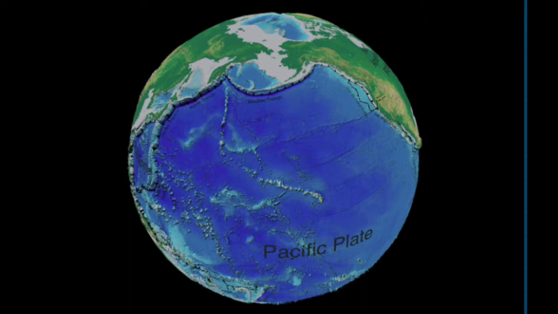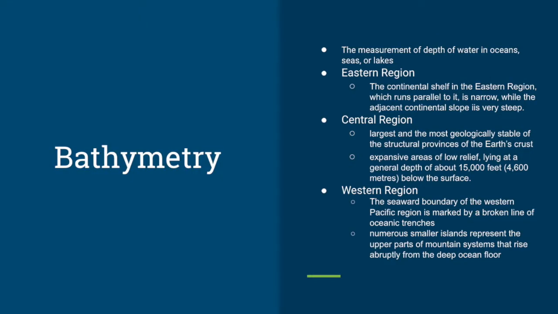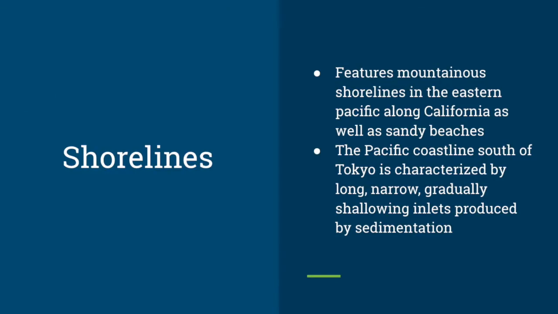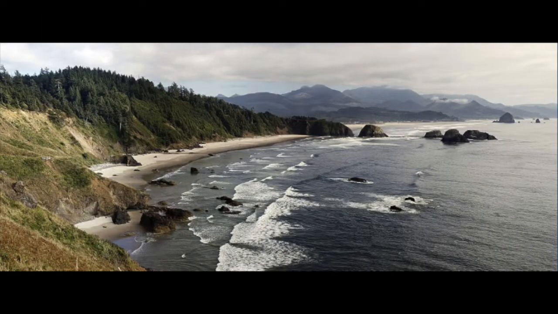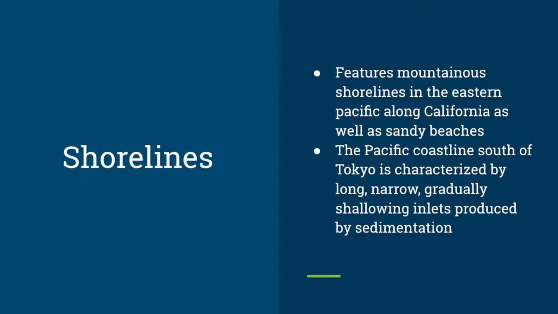The largest and most geologically stable of the structural provinces of the Earth's crust, the Central region, is characterized by an expansive area of low relief, lying at a general depth of about 15,000 feet, 4,600 meters, below the surface. The North Pacific features mountainous shorelines in the Eastern Pacific along California as well as sandy beaches. The Pacific coastline south of Tokyo, Japan is characterized by long, narrow, gradually shallowing inlets produced by sedimentation.